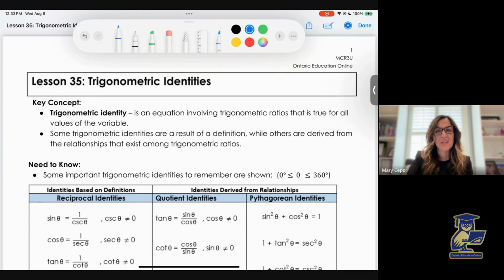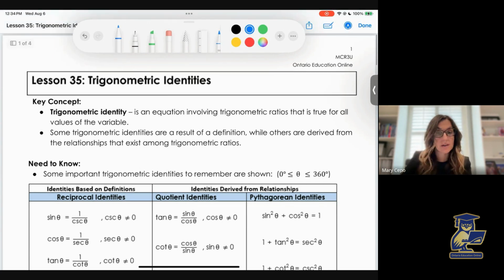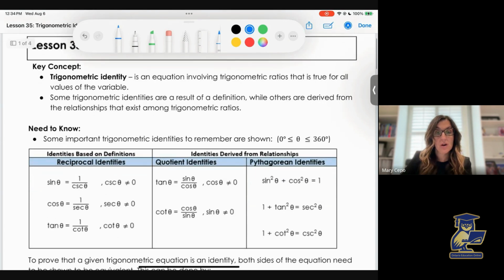In this lesson, we will explore fundamental trigonometric identities and apply them to simplify expressions. Now, what is a trigonometric identity? Well, a trigonometric identity is an equation involving trigonometric ratios that is true for all values of the variable. Some trigonometric identities are a result of a definition, while others are derived from the relationships that exist amongst trigonometric ratios.